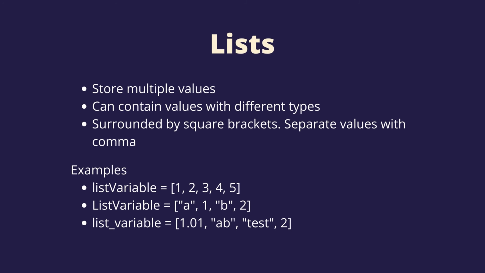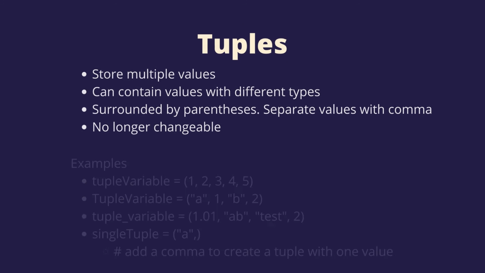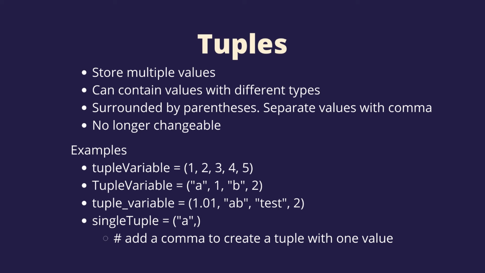The list is another type of variable. Its primary function is to store multiple values. It is possible to store values with different types in Python, but this is not true for some other programming languages. Tuples act similarly to lists in a way, but they are no longer changeable upon creation.